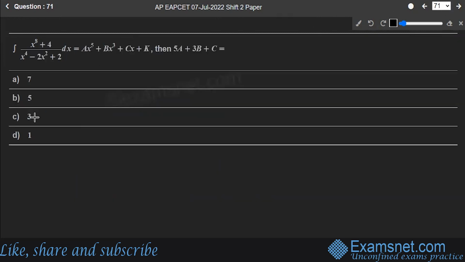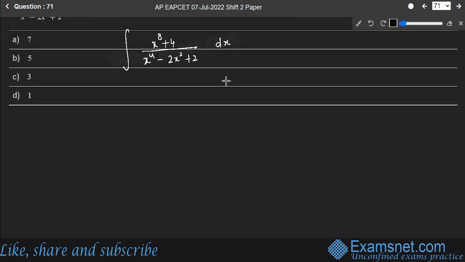Next is question number 71. Again, an integral question with us, but over here now you are given this integral which is equal to some ax raised to power 5 plus bx raised to power 3 plus cx plus k. So let's go with this. Let's write down the integral. So it is the integral of (x raised to power 8 plus 4) upon (x raised to power 4 minus 2x squared plus 2) dx. So this will be plus 4. Now I'll be adding plus 4x raised to power 4 minus 4x raised to power 4, divided by x raised to power 4 minus 2x squared plus 2 dx.